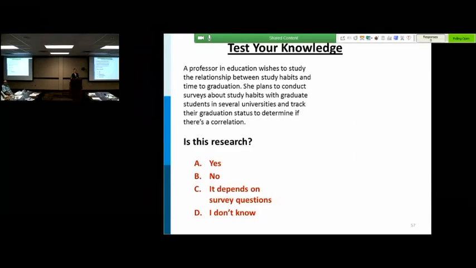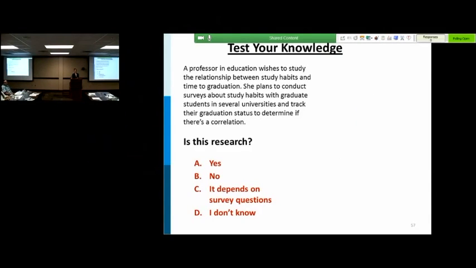So, a professor in education wishes to study the relationship between study habits and time to graduation. She plans to conduct surveys about study habits with graduate students in several universities and track their graduation status to determine if there's a correlation. Would this study be considered research under the regulatory definition?